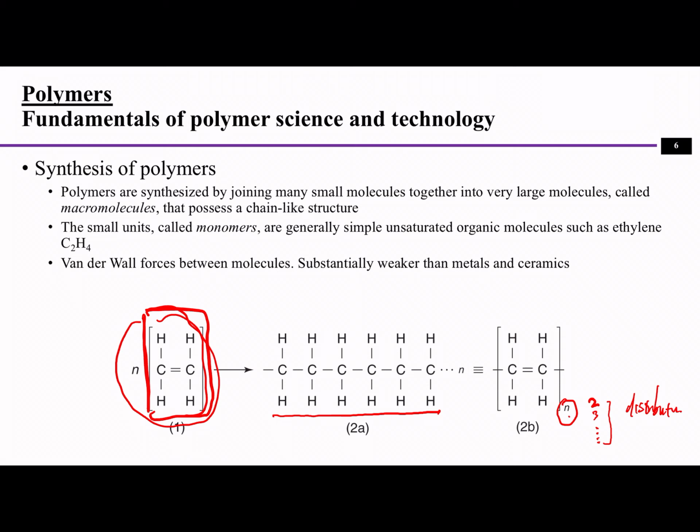So this is how we write polymers. And because those forces are van der Waals forces, that's why the structure of polymers is usually weaker than metals and ceramics.